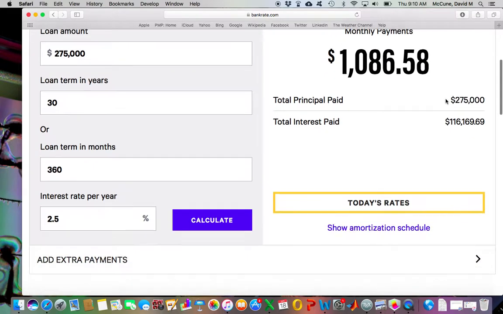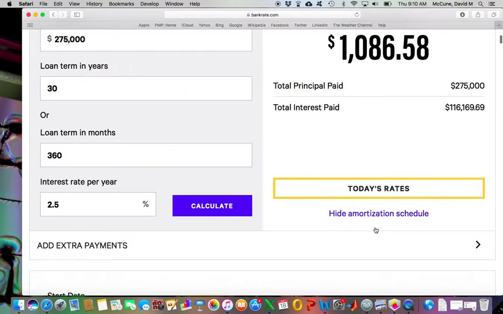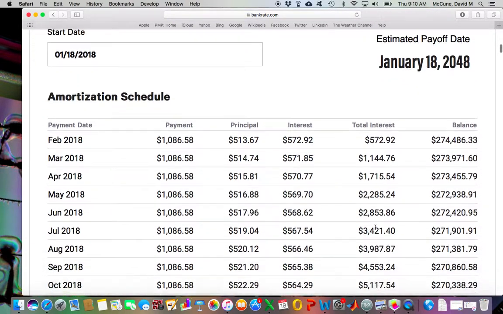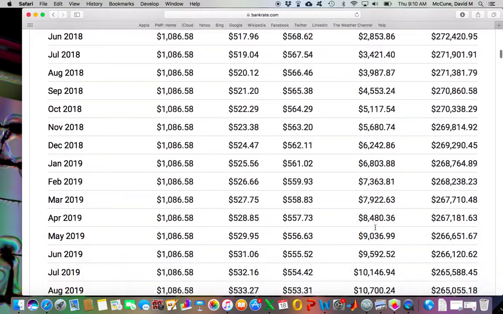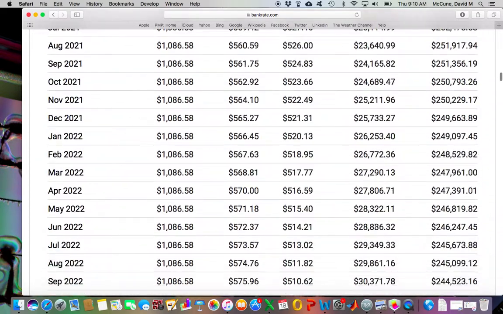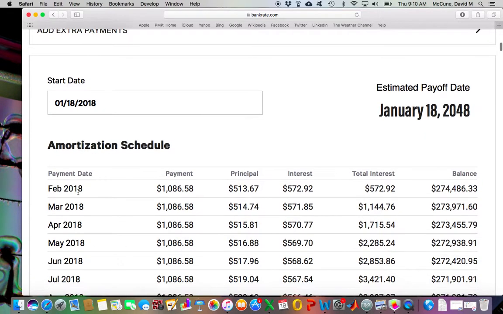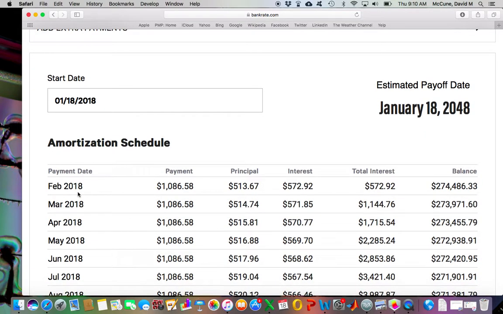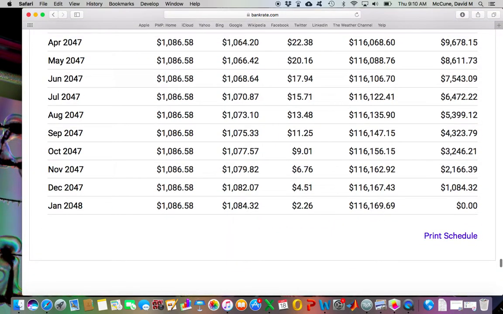This calculator does some other nice things also. It will show you an amortization table, and you got to scroll down and see it. This is a 30-year mortgage, so the amortization table is really big. Scroll, scroll, scroll. I mean, it starts us in February 2018. Since it's a 30-year loan, it's going to have to go all the way till January of 2048. So you got to scroll a long way. Right there it is, January 2048.